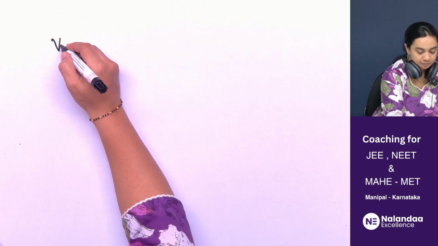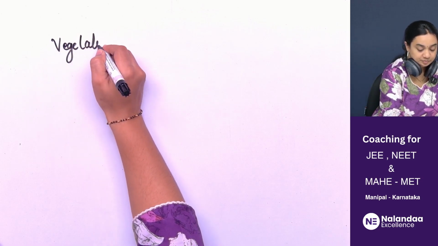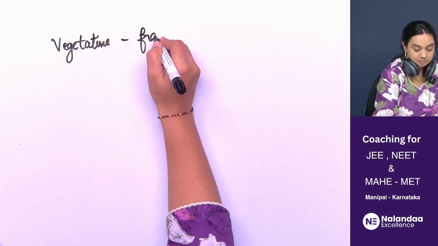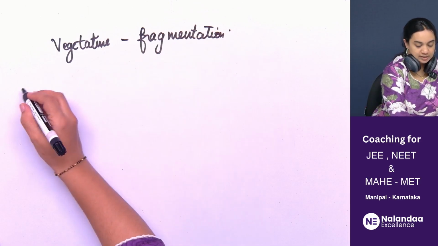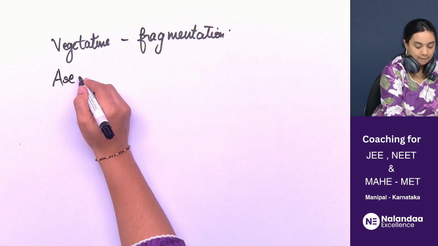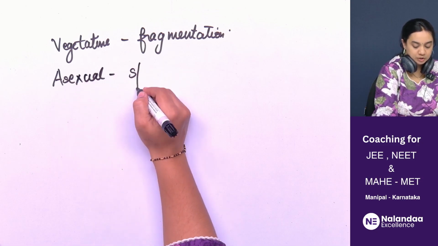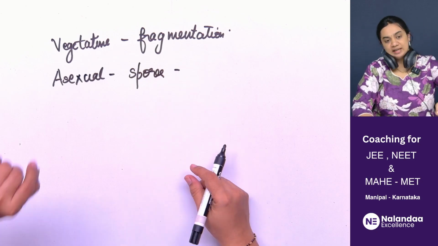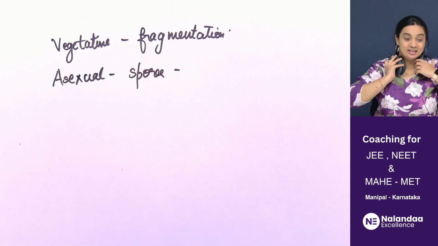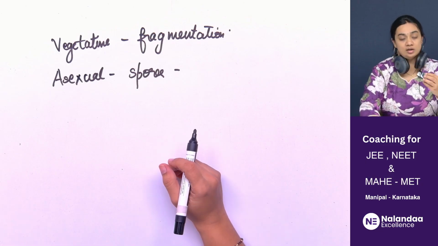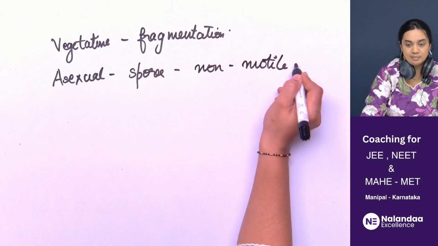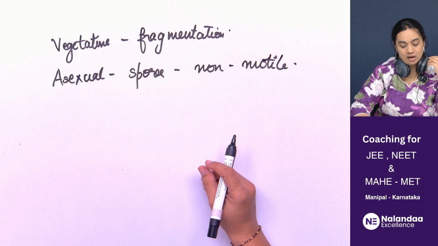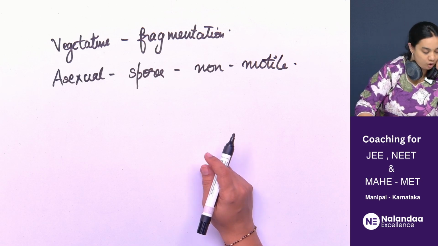Again, reproduction vegetatively is by fragmentation. Okay, I'm not writing it again. Vegetative reproduction, fragmentation. Asexual reproduction is by spores. One interesting thing to note here is that there are absolutely no motile structures. So it is always non-motile, be it the spores or the gametes. They're entirely non-motile. All of them are non-motile.